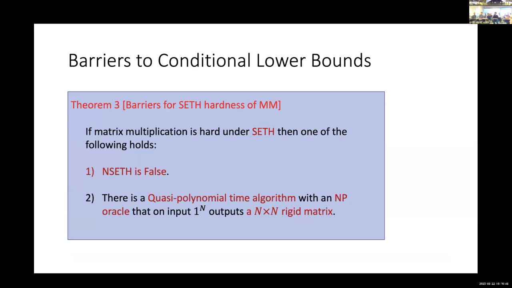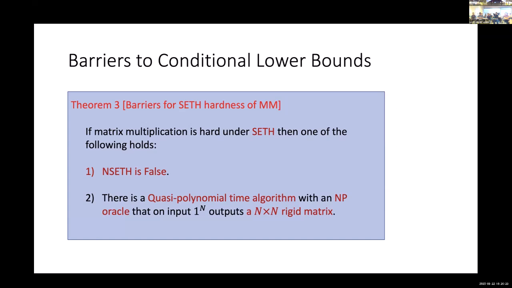If matrix multiplication is hard under SETH and SAT is false, that's what implies a circuit bound. So I can just construct a fast non-deterministic algorithm for unsatisfiability. Or there is a kind of quasi-polynomial time algorithm with an NP oracle, this is a little bit technical, that outputs an n-by-n rigid matrix. It's not outputting any useful rigidity, but it's better than all the known constructions. So the idea is just that such a reduction would imply a much stronger set of guarantees. So it's not necessarily saying that this is not possible, it's just saying that such a reduction would be extremely powerful.